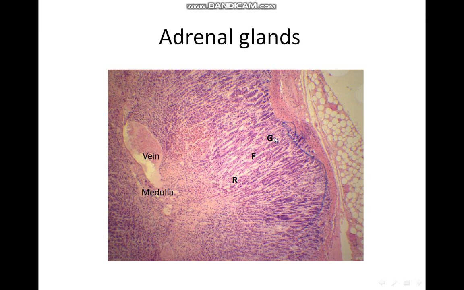The cortex is divided into zones. The first zone immediately beneath the capsule is called the zona glomerulosa, which is followed by zona fasciculata, which is the widest region, and the innermost is the zona reticularis. In the medulla, we have dilated blood vessels, including the suprarenal vein, which is a major characteristic of the adrenal medulla.